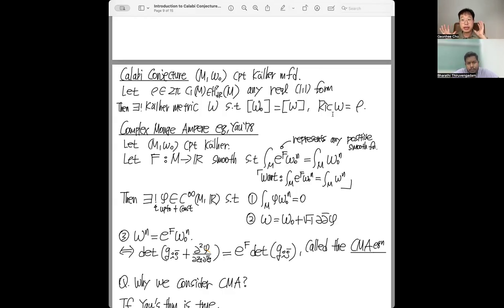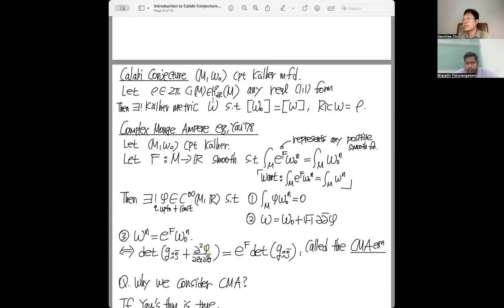So do you understand the spirit of the Calabi conjecture? It's sort of the inverse. If we have a Kähler form, then we know its Ricci form, which is a real (1,1)-form. But we'd like to do the converse: we pick an arbitrary real (1,1)-form.